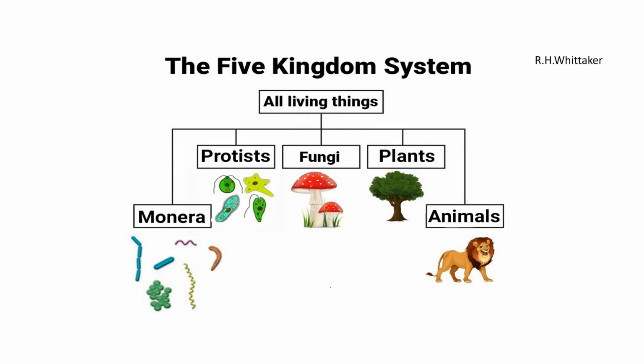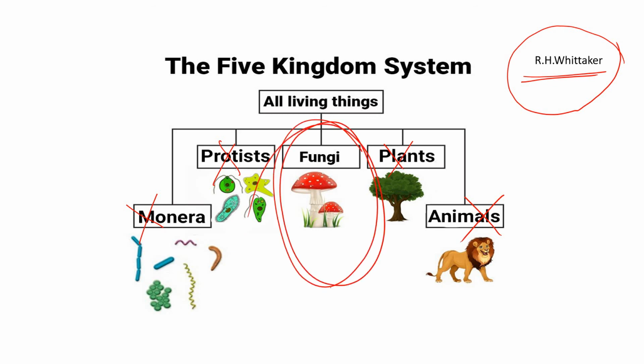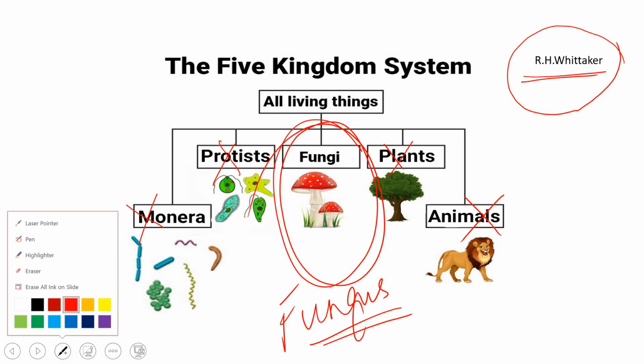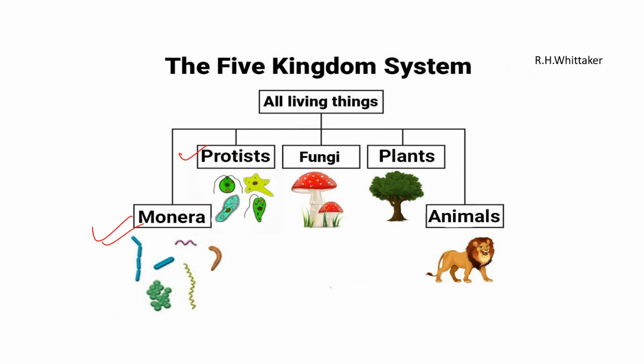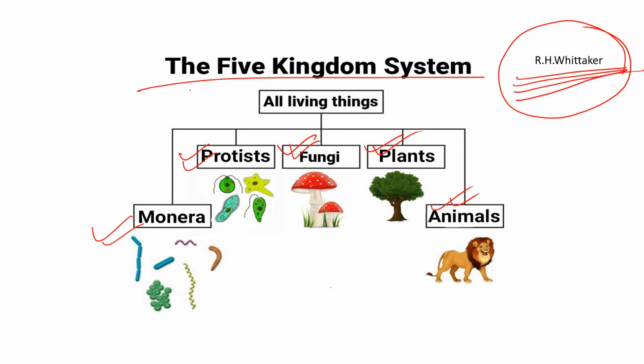Understood? Okay, moving ahead, then comes R.H. Whittaker, and he said that there is also another set of organisms which cannot be grouped in Monera, Protista, plants or animals, and that is the fungi. Okay, fungus or fungi. So he came up with the 5 kingdom classification and that is being continued till date. So we have Monera, Protista, fungi, plants and animals. So this was given by whom? R.H. Whittaker, the 5 kingdom classification.